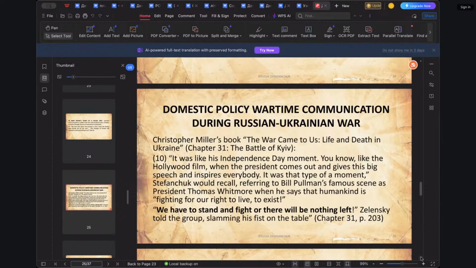Zelensky's statement, "we have to stand and fight or there will be nothing left," serves as an example of the imperative of unity. The use of a modal construction expressing obligation, "have to stand and fight," combined with the warning about consequences, "nothing left," creates a sense of urgency and actively opposes life constructions.